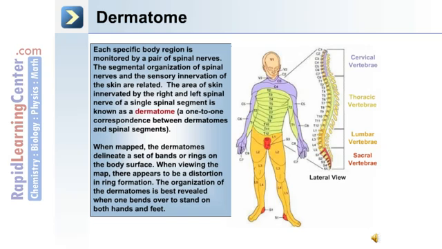When mapped, the dermatomes delineate a set of bands or rings on the surface of the body. This can be seen in the image on the right. When viewing the map, there appears to be distortion in ring formation. The organization of the dermatomes is best revealed when one bends over to stand on both hands and feet.